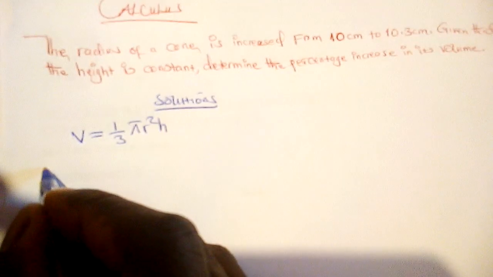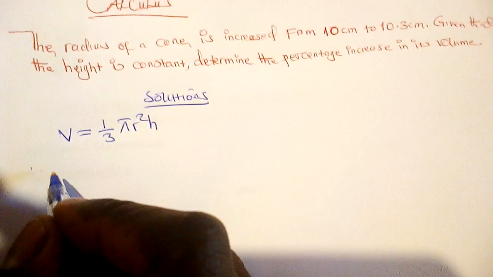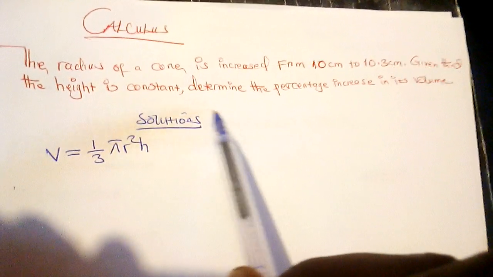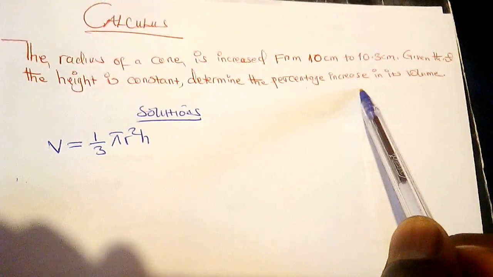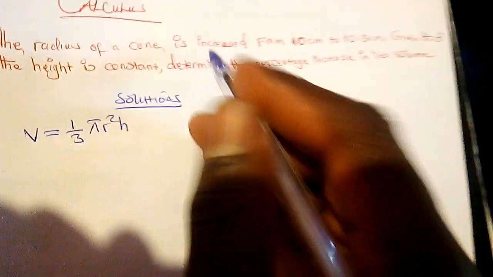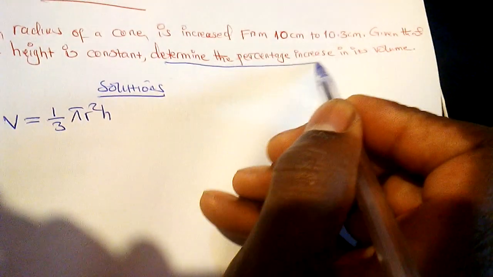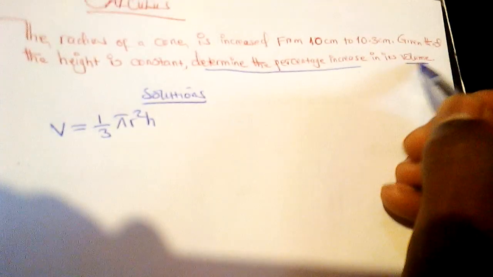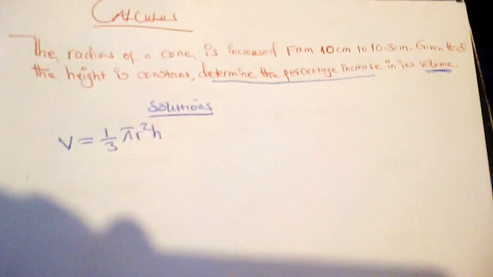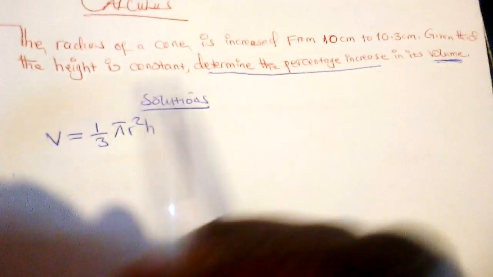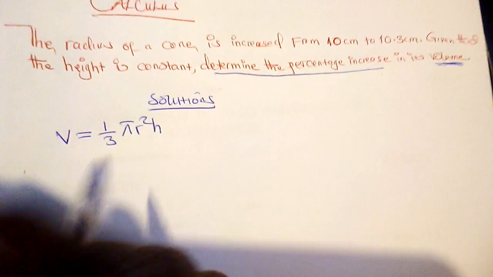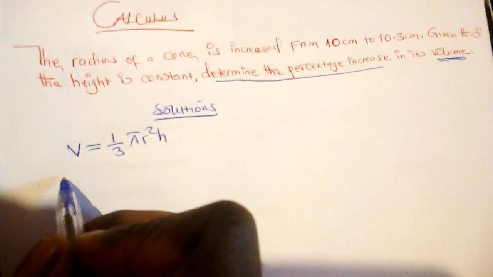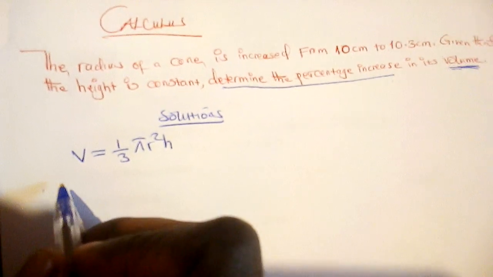Now we need to find the number of things that you need to find in this particular question. If you look at the question itself, it says determine the percentage increase. So the focus of the question is the percentage increase. I want to determine the percentage increase in its volume. That's the key point here, in its volume. Before doing that, we need to find the rate of change of volume, and that's what we want to find here.